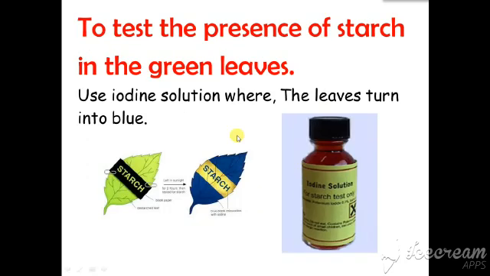To test the presence of starch, or to make sure that these green leaves make their own food, you should use the iodine solution, where the leaves turn blue. If you put a drop of iodine solution on the green leaves, these green leaves turn blue. So the green leaves make their own food.